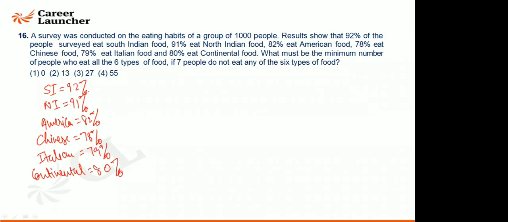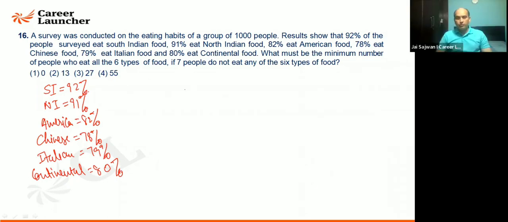What must be the minimum number of people who eat all 6 types of food? That is the minimum value that I want. And 7 people do not eat any of the 6 types of food. I hope it is clear.